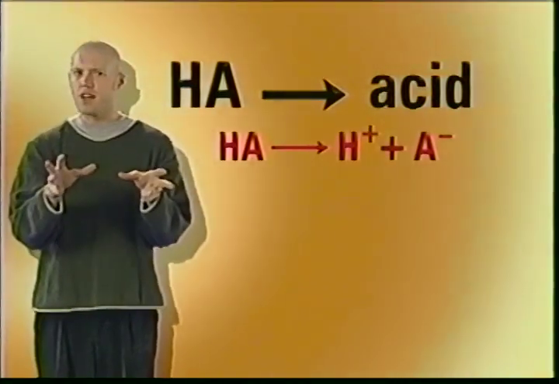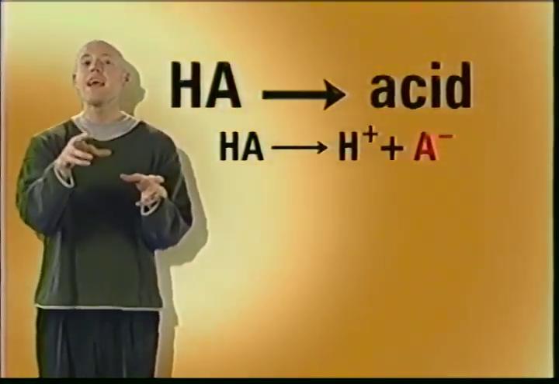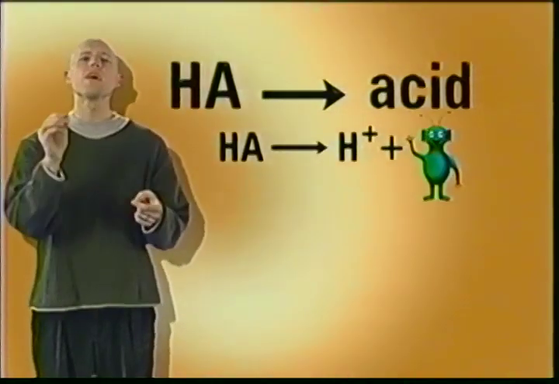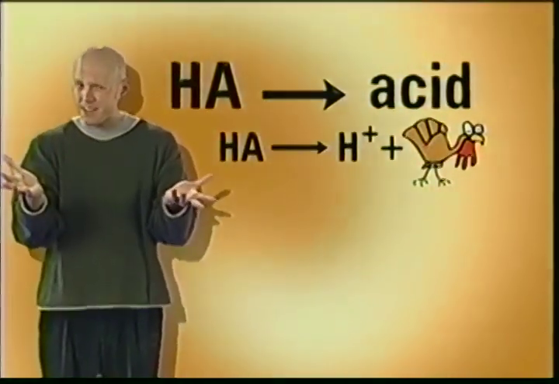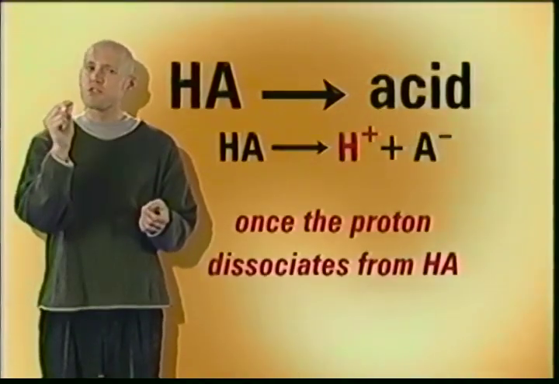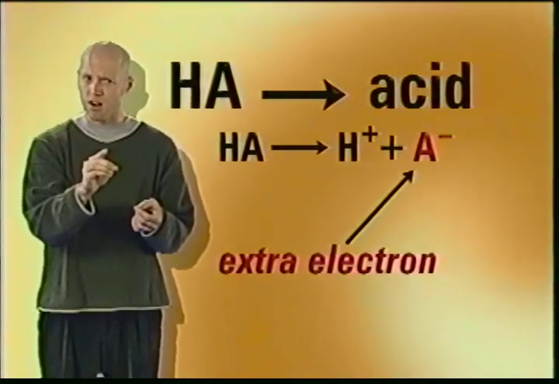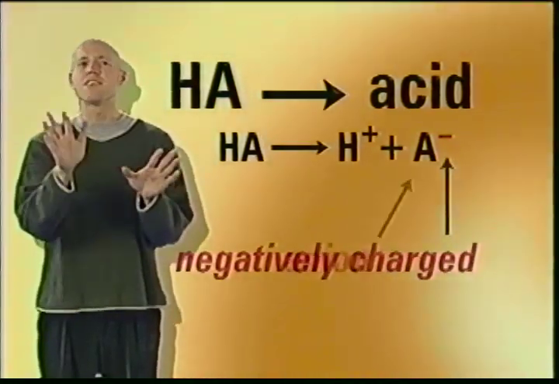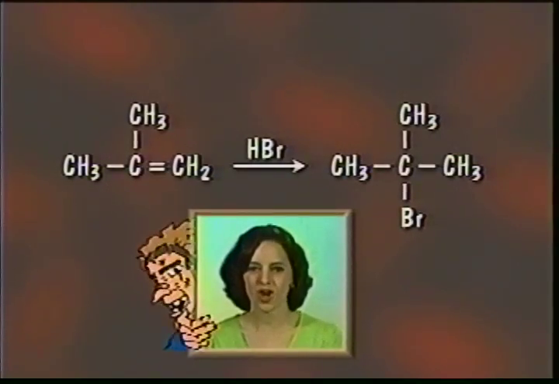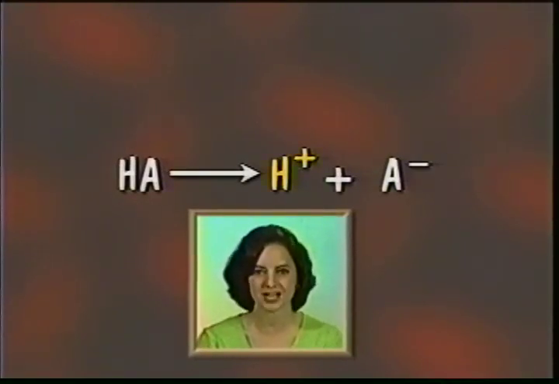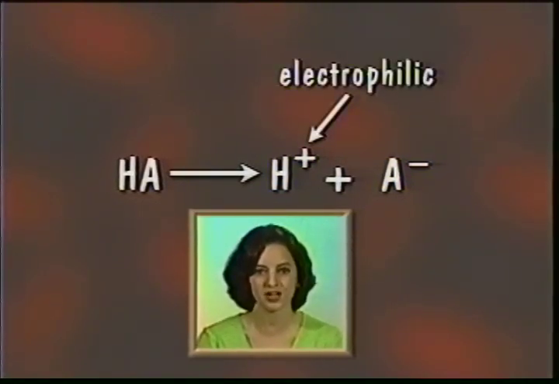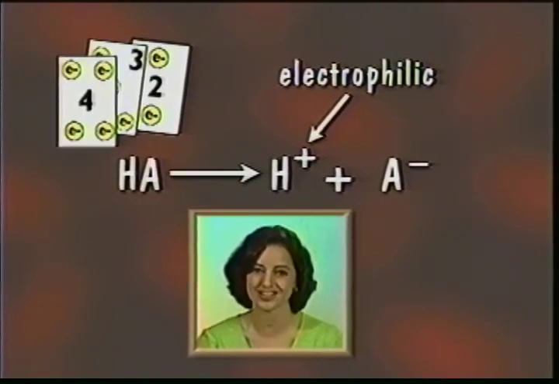It's going to dissociate into a proton and an A anion. Like we said, we're not going to concern ourselves with what A is exactly, but we do need to know that once the proton dissociates from HA, then A has an extra electron. It's negatively charged, and it's an anion. Just like we saw in the first reaction between HBr and 2-methylpropene, when the acid dissociates into a proton and an anion, the proton from the acid catalyst is electrophilic and could really deal with some more electrons.